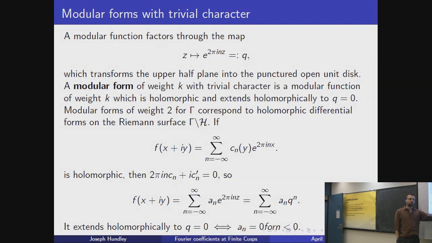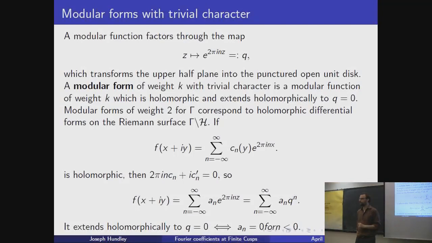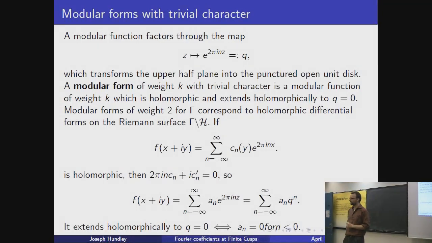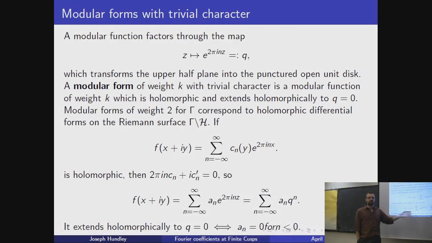So we get an expansion in powers of q with constant coefficients. Now if we look at things in terms of the q variable, that looks like a Laurent expansion, except it's going all the way to negative infinity. But now we can easily see that extending holomorphically across the point q equals zero is precisely that all the coefficients are zero until you get to n equals zero.